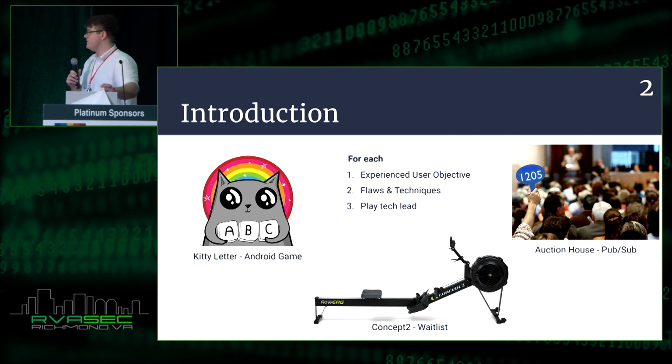And for each of these projects that we're going to talk about, we are going to go over my experienced user objectives, the software flaws and techniques, and then we're going to play tech lead after that. So I'm going to tell you, the tech lead of this project, what you can do to fix the flaws that I've identified. And we're going to start off with Kitty Letter, which is an Android game. Then we're going to be talking about a Concept2 waitlist, which is a waitlist to buy products on the Concept2 website. And then we're going to be talking about an auction house publish subscribe system. And I'm not going to be mentioning the auction house because they're a really small company.